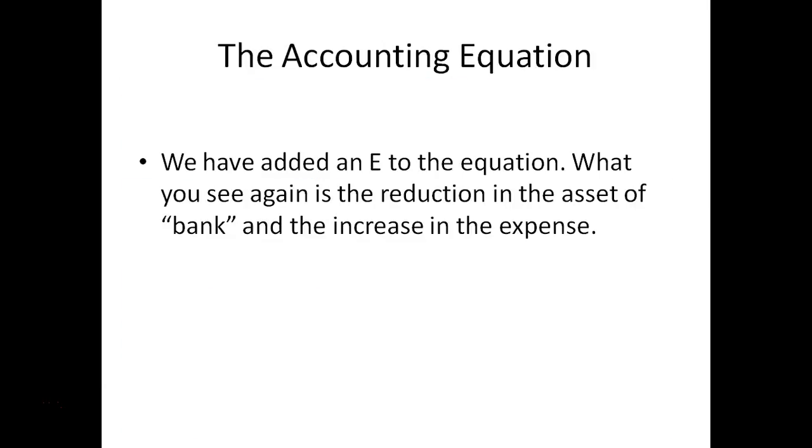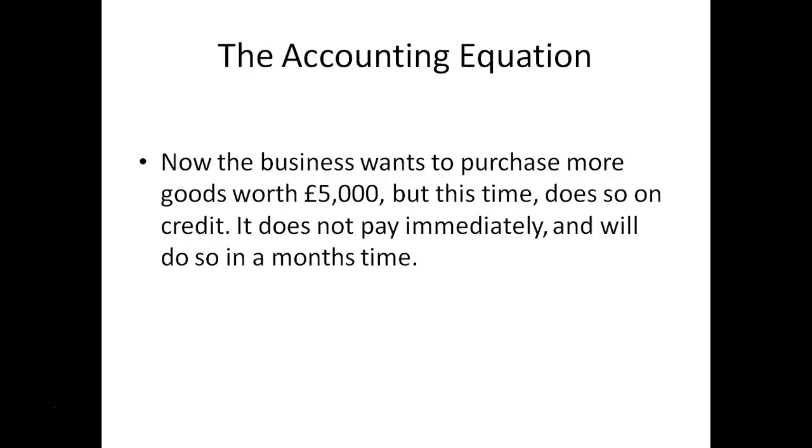Okay, let's look at the next thing. So I've added E. And you can see here what we have is a reduction in the asset of bank and an increase in the expense. So the equation remains balanced. Now they want to buy some more goods worth 5,000, but this time they want to do so on credit, as in they don't want to pay immediately, and they will do so in a month's time. So they're going to now be dealing with a supplier who will say, you know what, take the goods, pay me later.